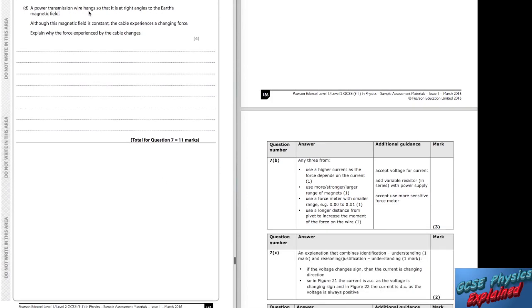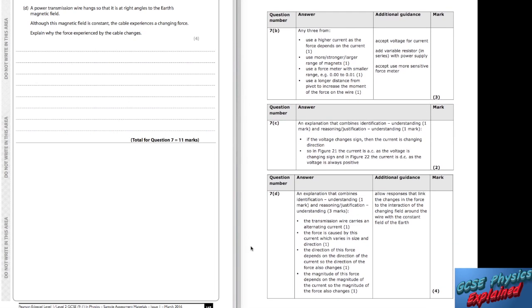D. A power transmission wire hangs so that it is at right angles to the Earth's magnetic field. Although this magnetic field is constant, the cable experiences a changing force. Explain why the force experienced by the cable changes. The transmission wire carries an alternating current. The force is caused by this current, which varies in size and direction. The direction of this force depends on the direction of the current, so the direction of the force also changes. And the magnitude of this force depends on the magnitude of the current, so the magnitude of this force also changes.